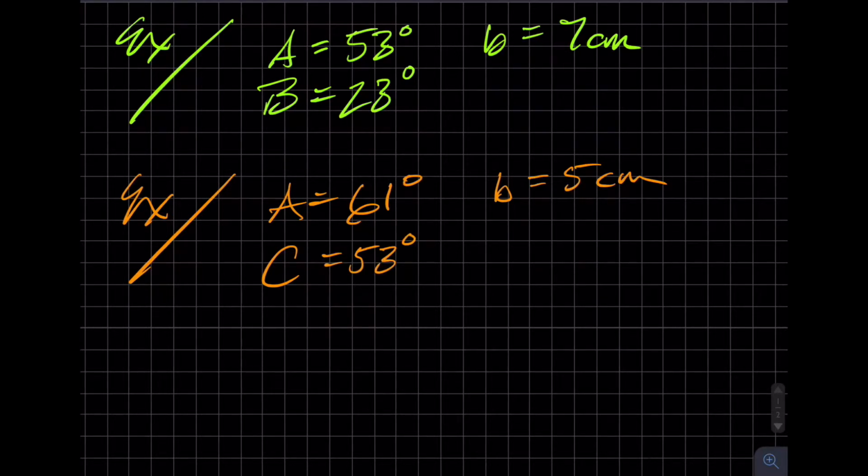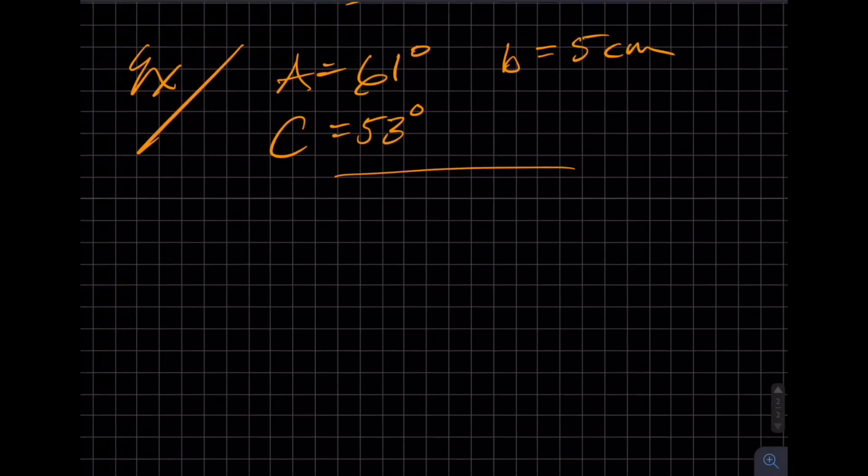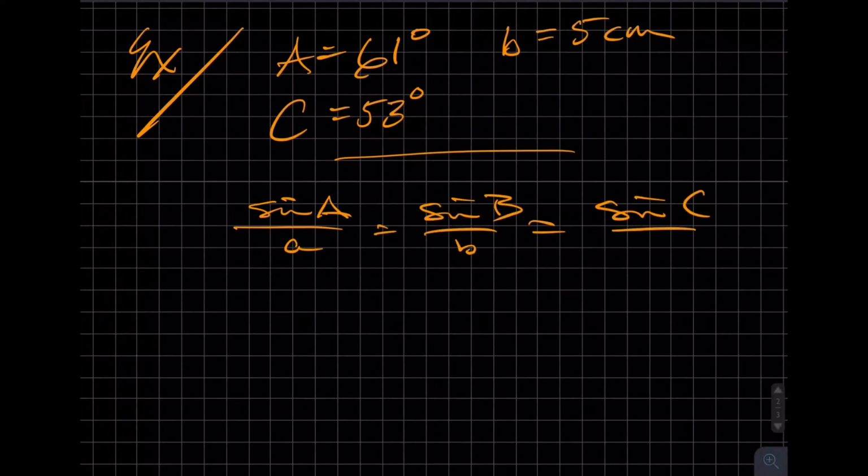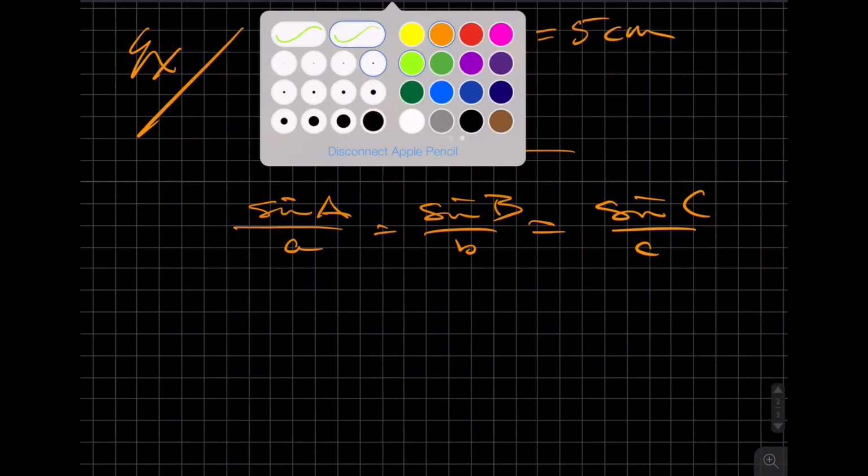Okay, so this is the example we're going to work on. I'm going to come back and point something out so we don't have to do this green one. We can just do this orange one. So notice, if I write the law of sines out: sine A over little a, sine B over little b, sine C over little c.